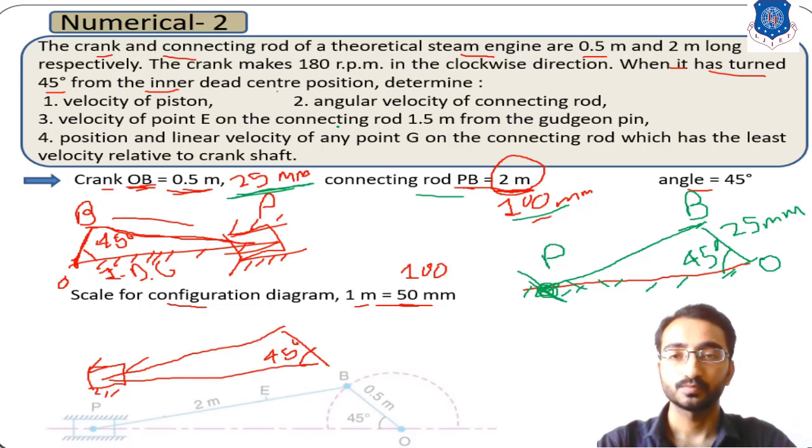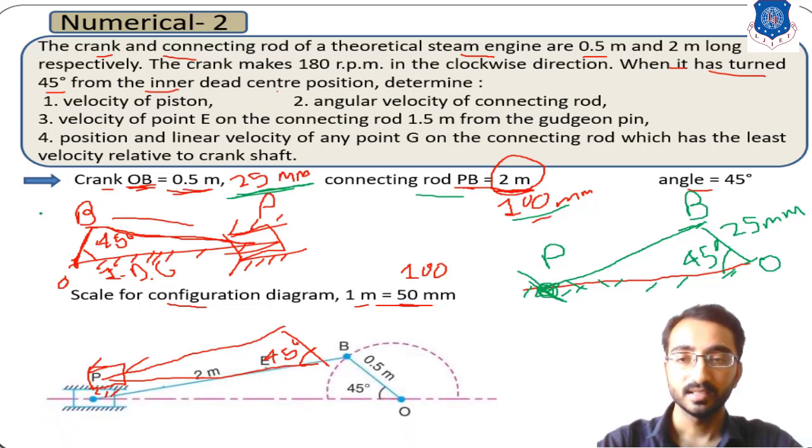So let's consider this arrangement. In the same way, the fixation point O, with reference to that OB, that is your crank, has a drawing length of 25 mm. And similarly here it is 100 mm, that is your drawing length.